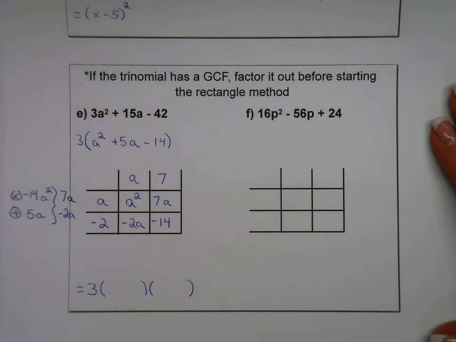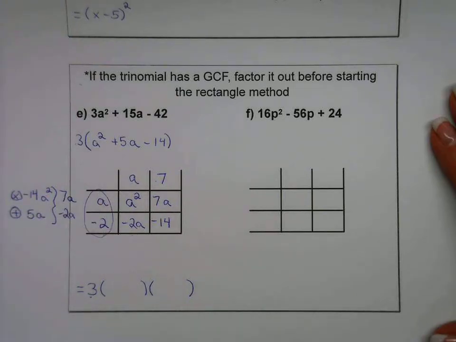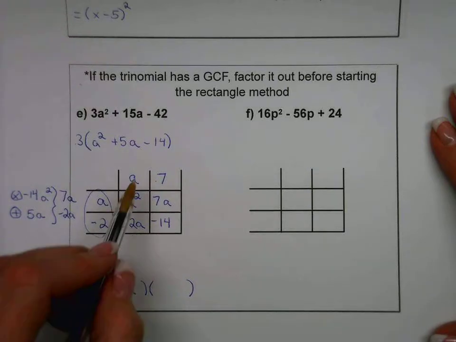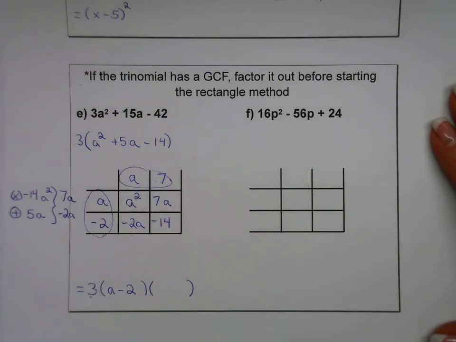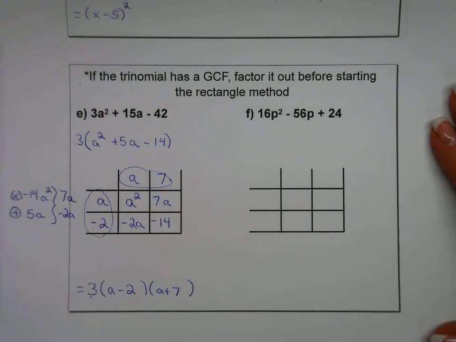My factors in this case, there are 3 of them. I have the original 3 that I factored out. From the left-hand side of my rectangular model, I have the a minus 2. From the top side of my rectangular model, I have the a plus the 7. Again, if you want to double check, you can substitute a number in, or you can multiply to expand, gather like terms to see if it matches the original.